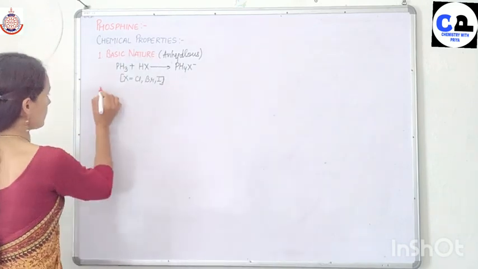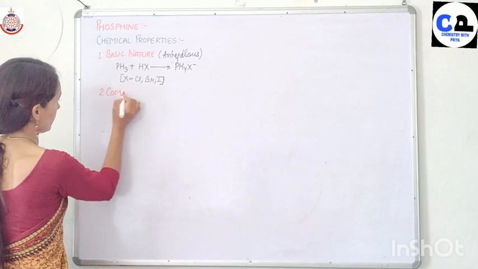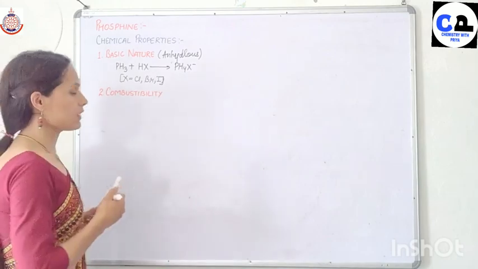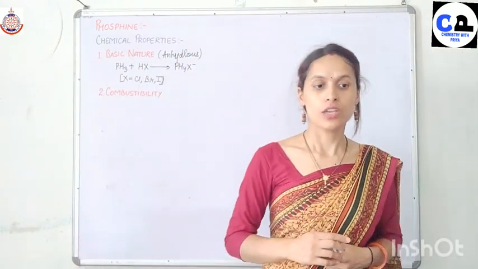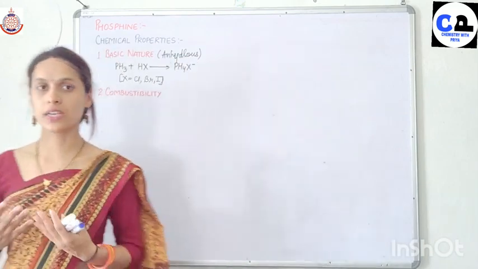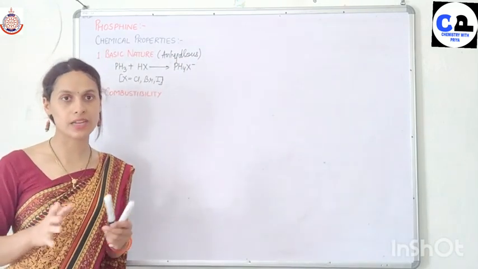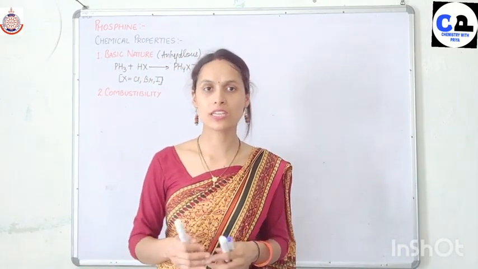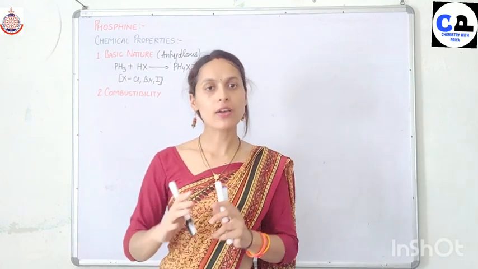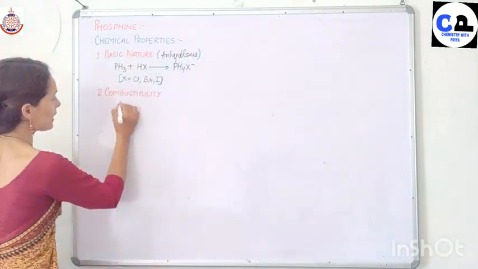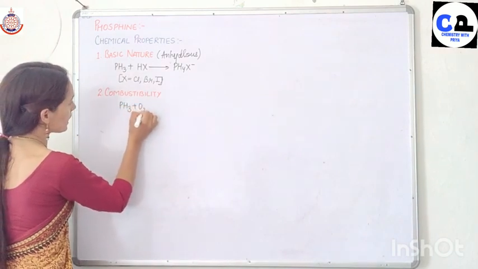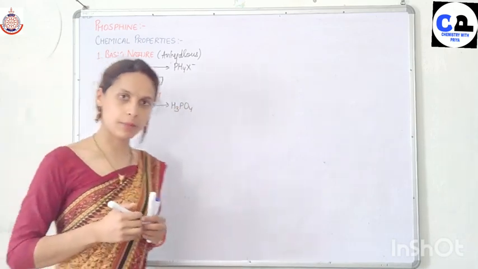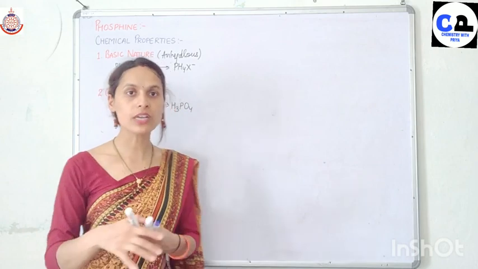Now the second property is combustibility. At room temperature the phosphine is quite stable, but it catches fire on heating. So PH3 on heating with O2 gives H3PO4. So it is stable at room temperature, but it catches fire on heating.